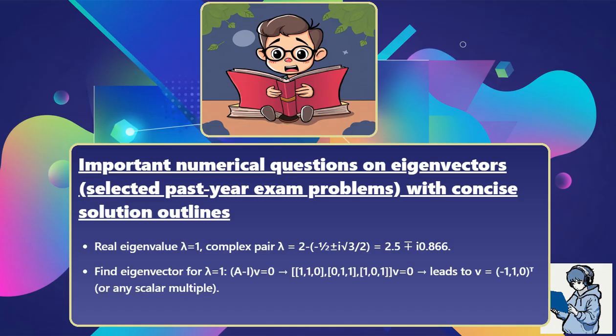Find the eigenvector for λ = 1. Solve (A − I)v = 0, which gives the system matrix with rows [1, 1, 0], [0, 1, 1], [1, 0, 1] times v = 0. This leads to the eigenvector (−1, 1, 0) up to any scalar multiple. Complex eigenvectors are obtained in a similar way.